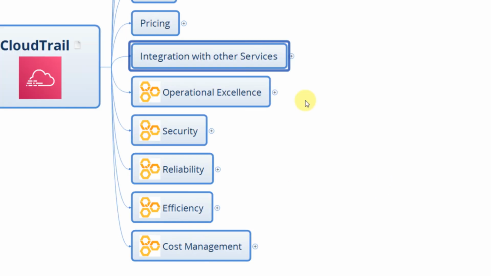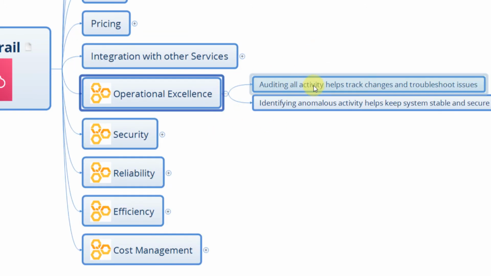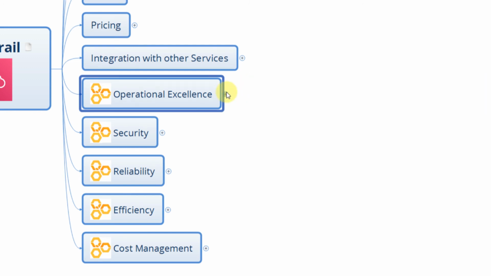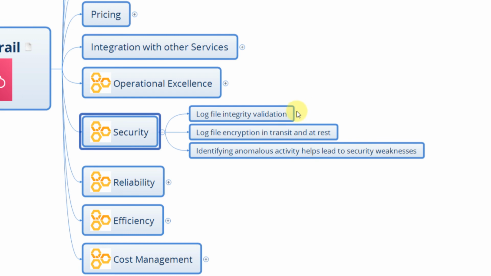How does CloudTrail facilitate the 5 pillars of the well-architected framework? For operational excellence, auditing all the activity helps track changes and troubleshoot issues. And identifying anomalous activity helps keep the system stable and secure. In terms of security, the log file integrity validation is a key feature. The log files are encrypted at rest and in transit, although this is more a property of S3. And identifying anomalous activity through the insights feature helps uncover security weaknesses in your system.